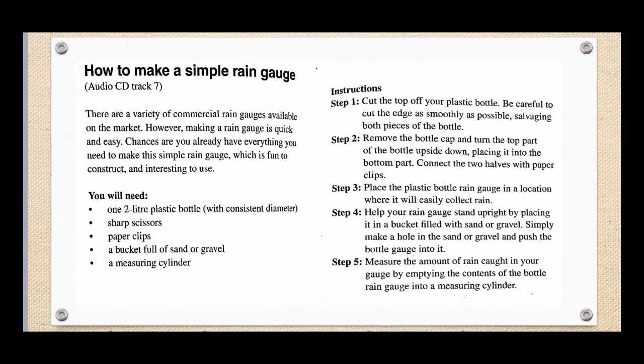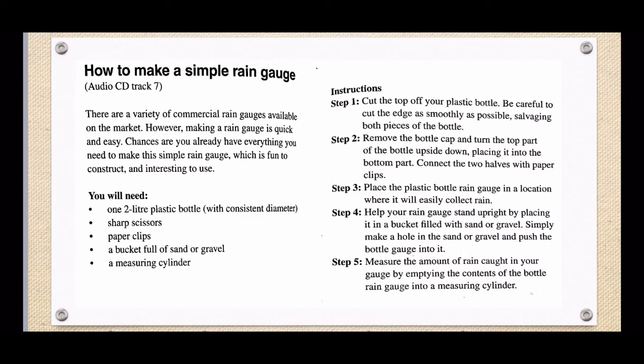How to make a simple rain gauge. There are a variety of commercial rain gauges available on the market. However, making a rain gauge is quick and easy. Chances are you already have everything you need to make the simple rain gauge, which is fun to construct and interesting to use. You will need one 2-liter plastic bottle with consistent diameter, sharp scissors, paper clips, a bucket full of sand or gravel, a measuring cylinder.